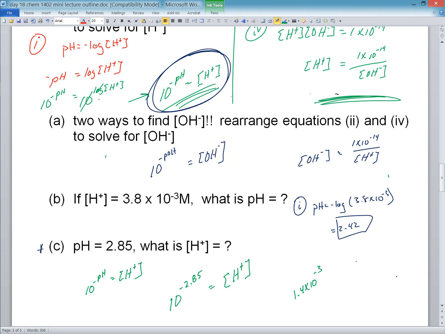Right? Now, notice pH doesn't have units. Concentrations do. We should put what units on this? Molar, big M. Otherwise, you're going to lose a point. Okay.